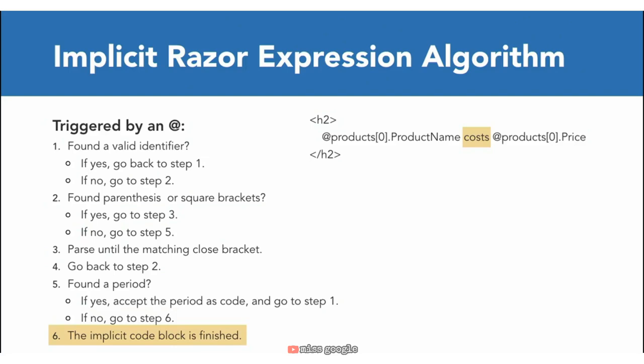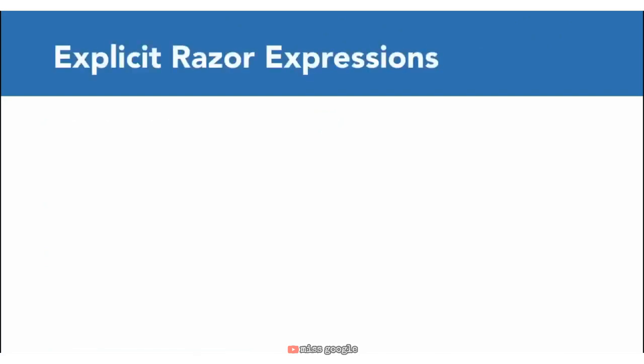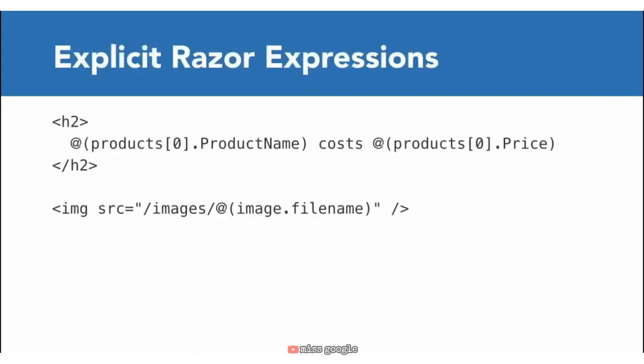If the code you're writing doesn't parse correctly with these simple rules, don't worry. You can make your code expression explicit just by surrounding it with parentheses. In the first example here, you can see the same expression that we just looked at in our implicit code example, but after the @ sign, we've got the code surrounded by parentheses. This explicitly marks the start and end of our code expression. Similarly, see how the image tag's file name is being explicitly identified in the second example.